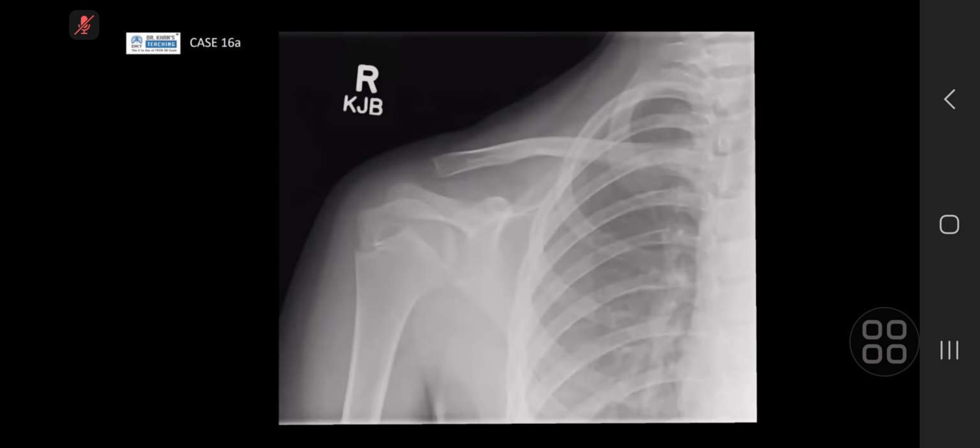Next case. Can you read? Yeah, this is a right shoulder X-ray for a skeletally immature patient.